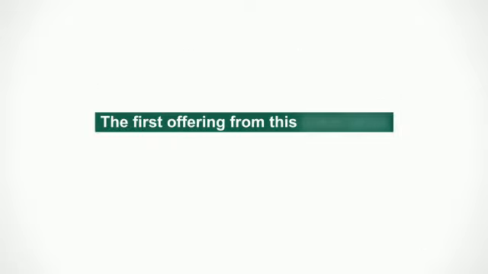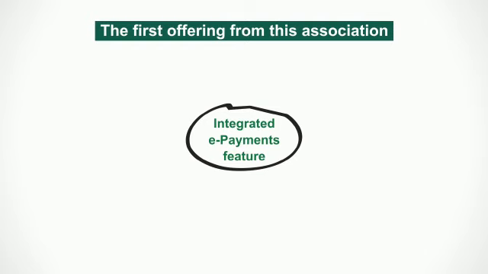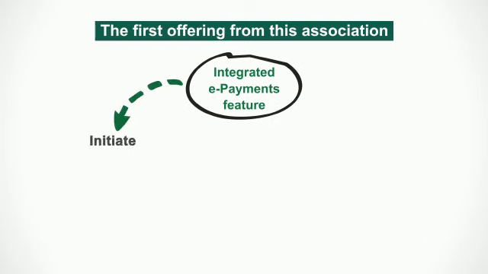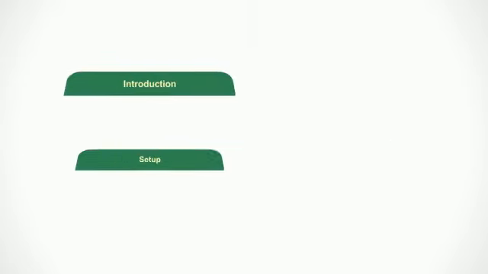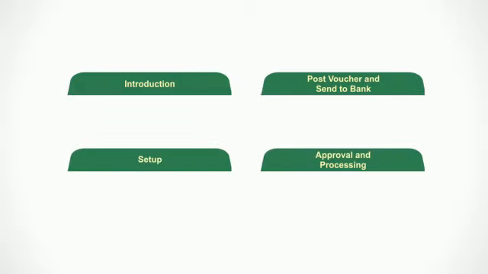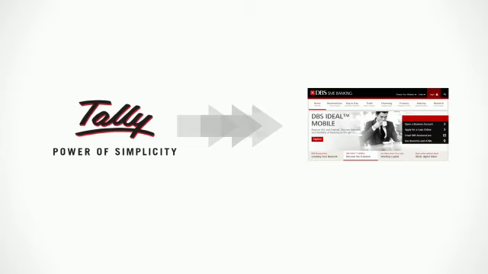The first offering from this association is the Integrated E-Payments feature, which will enable you to initiate, track, and settle payments securely through Tally.ERP 9. In the following modules, we will understand the e-payment process and how to send e-payments from the Tally platform to DBS's internet banking platform, IDEAL, for processing.